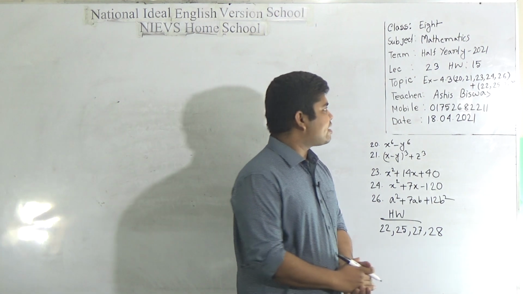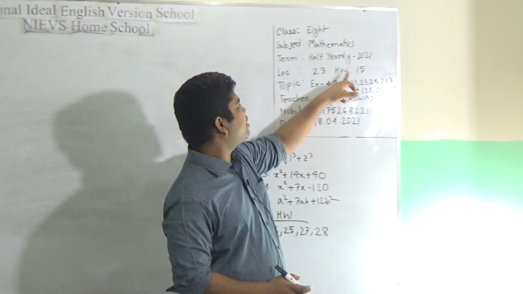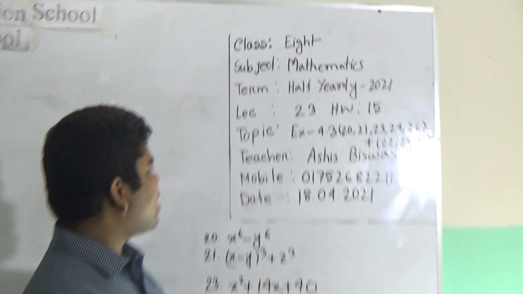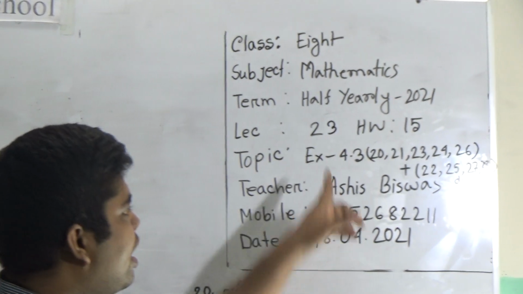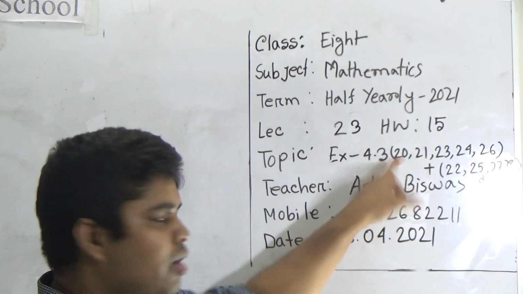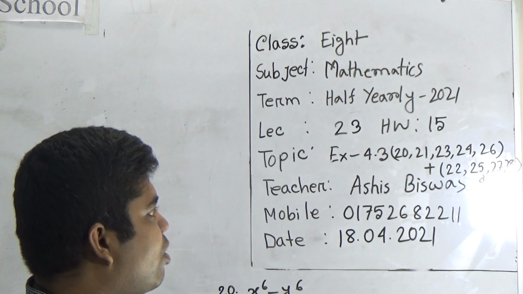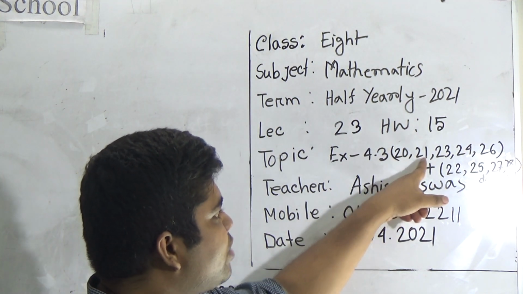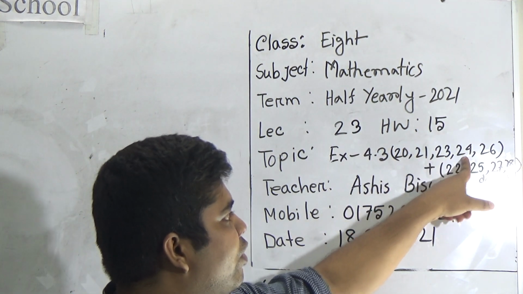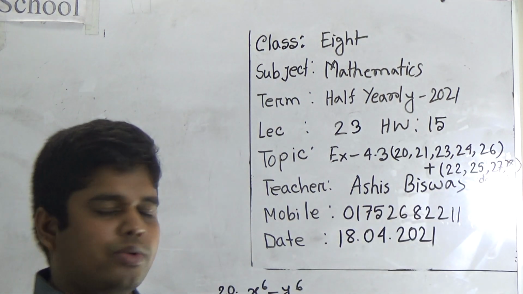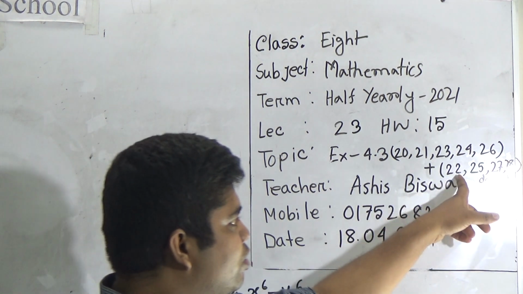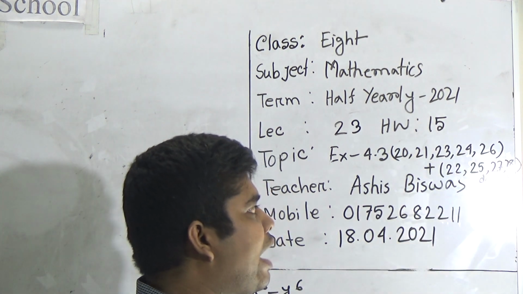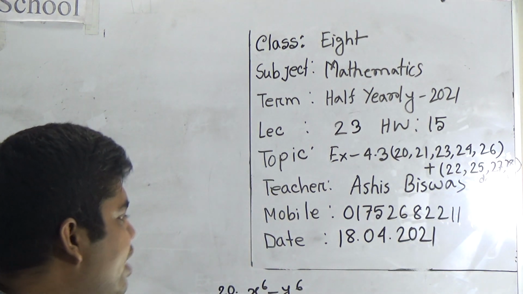Today is our lesson number 23 and SW number 15. And my dear students, today's topic is exercise 4.3. From exercise 4.3, we shall solve questions number 20, 21, 23, 24 and 26 as your CW, and questions number 22, 25, 27 and 28 will be your SW.